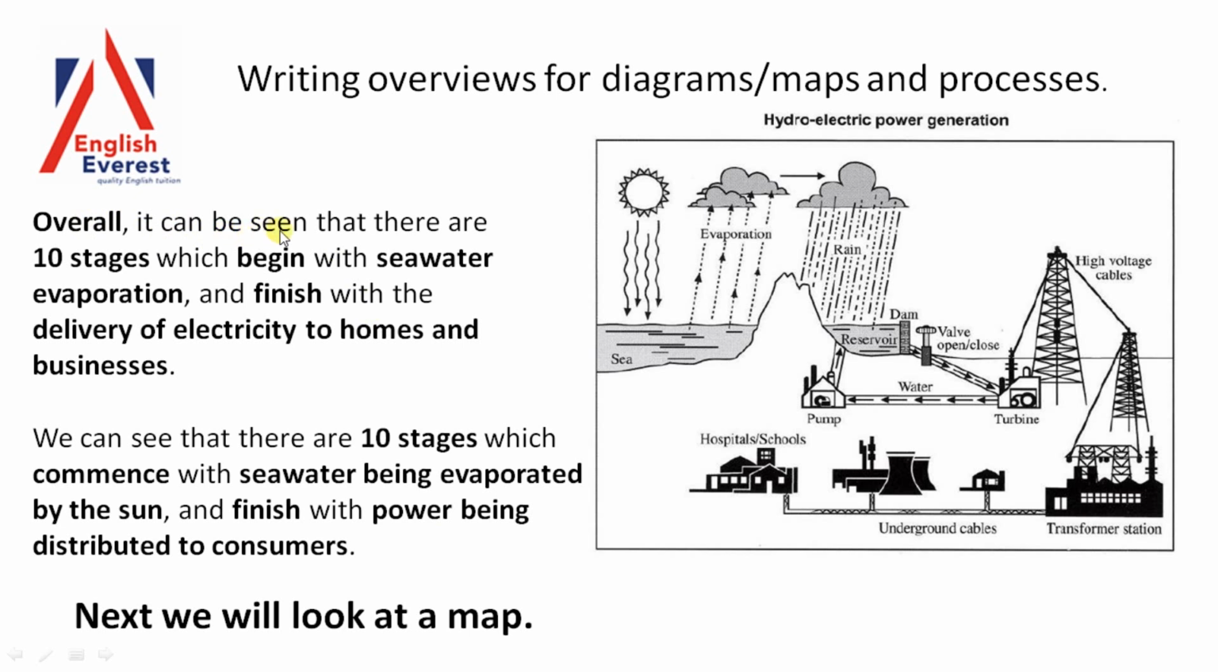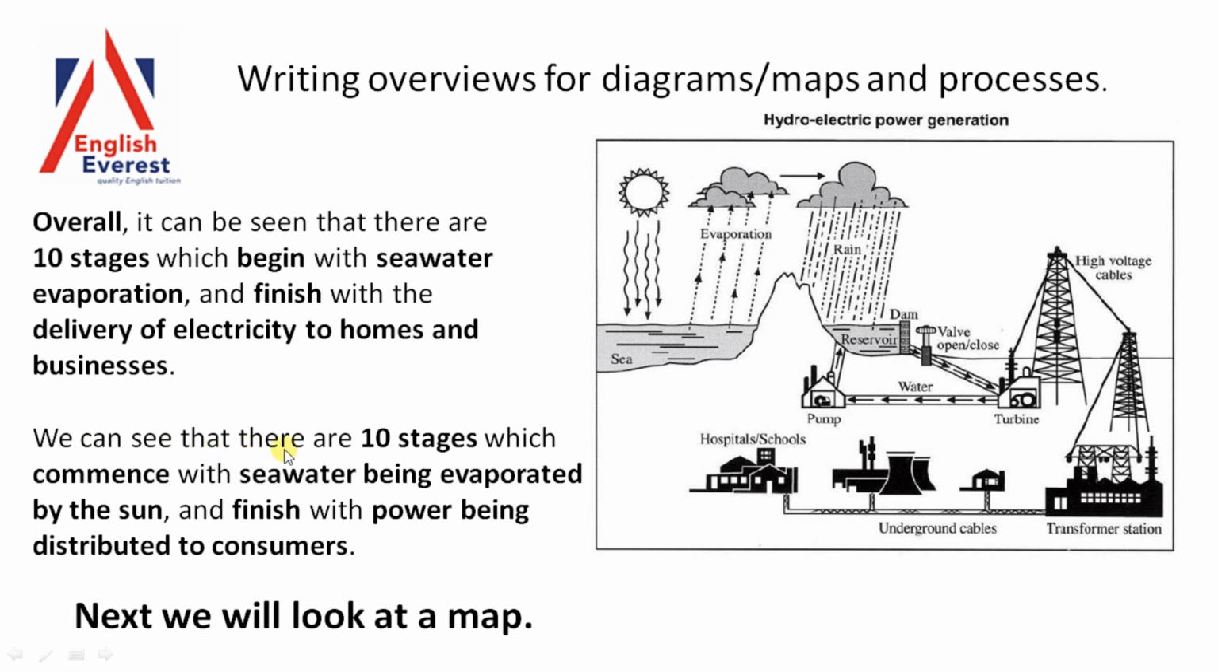Overall, it can be seen that there are 10 stages which begin with seawater evaporation and finish with the delivery of electricity to homes and businesses. It's delivered by underground cable, so we can use the word delivery. It doesn't mean you must go to someone's house. You're just taking something to someone. How you do it, there are many different ways we deliver things. So don't think about pizza delivery. Delivery has many broader meanings.